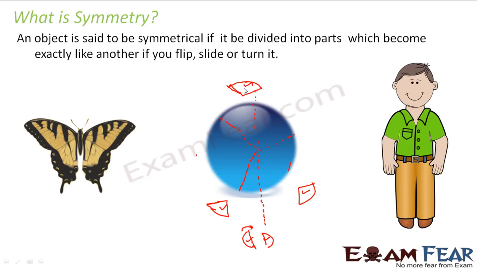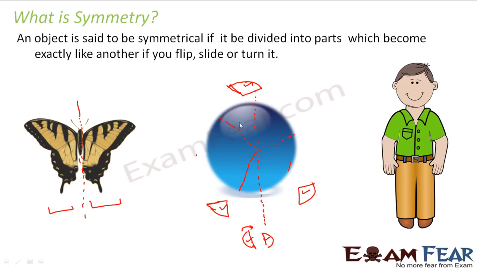Similarly, if you look at this butterfly, if you divide it along this plane, what do you see? This side and this side are identical to each other. So if you turn one side, you get the other side. Both are identical to each other, and that is why we say that it exhibits symmetry.